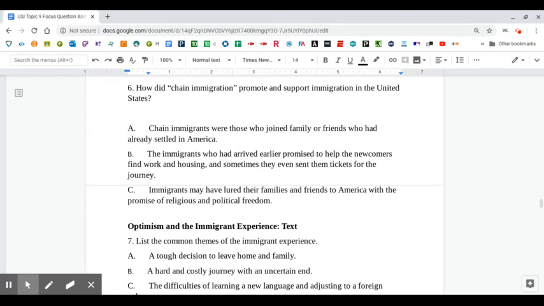Six, how did chain immigration promote and support immigration in the United States? Chain immigrants were those who joined family or friends who had already settled in America. So they already had a foundation here, and they joined that family foundation and became an extended family structure in the United States. The immigrants who had arrived earlier promised to help the newcomers find work, housing, and sometimes they even sent them tickets for the journey. Immigrants may have lured their families and friends to America with the promise of religious and political freedom.